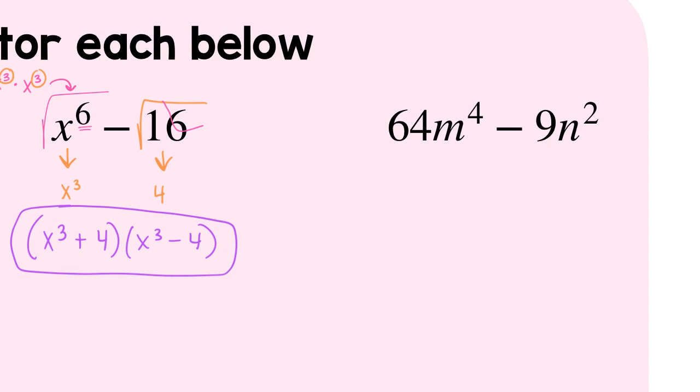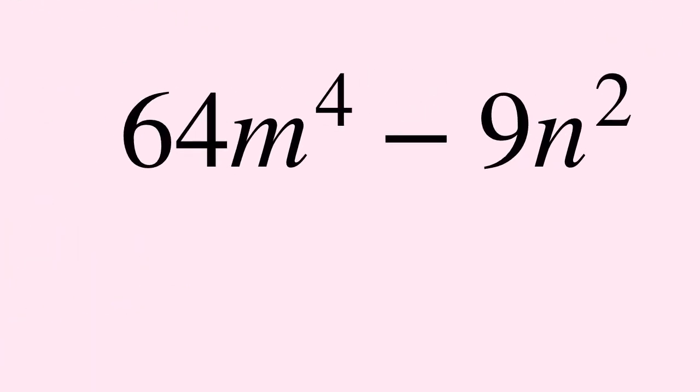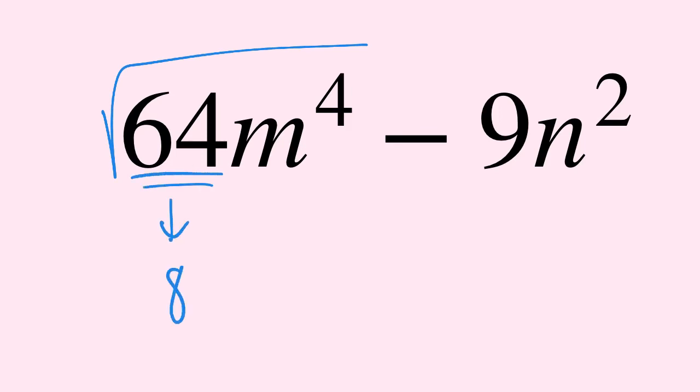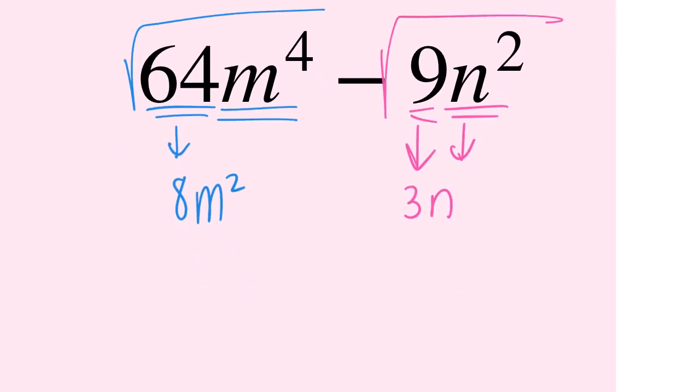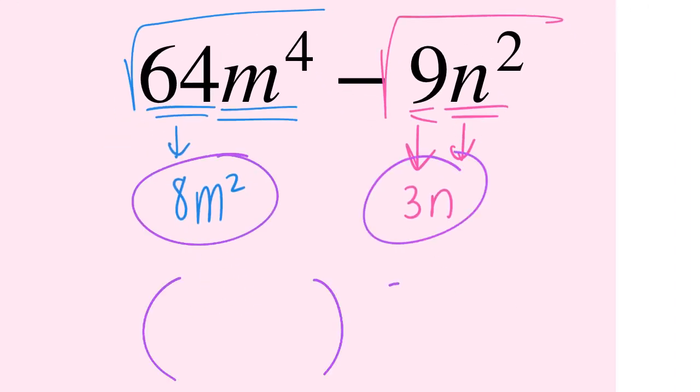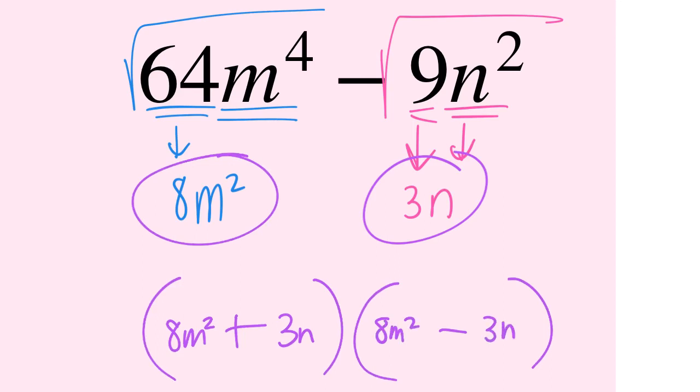All right, one more example, and this one has coefficients for both terms. So let's go ahead and figure this out. The square root of 64, well, that is just 8, and the square root of m to the 4th, remember, we're just cutting this in half, so it'd be m to the 2nd. All right, and then the square root of 9n squared. So what's the square root of 9? That would be 3. And then the square root of n squared is just n. So those are our two terms, 8m squared and 3n. So let's go ahead and fill in the factors. 8m squared plus 3n, 8m squared minus 3n.